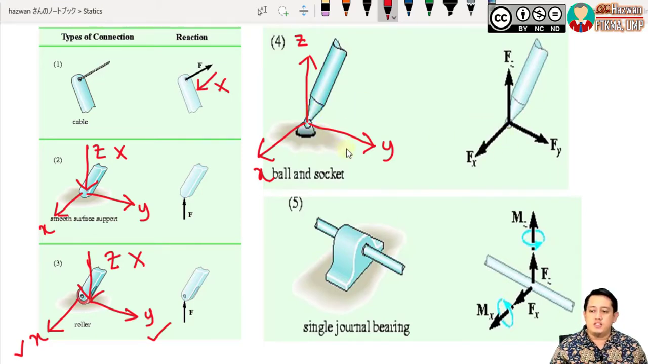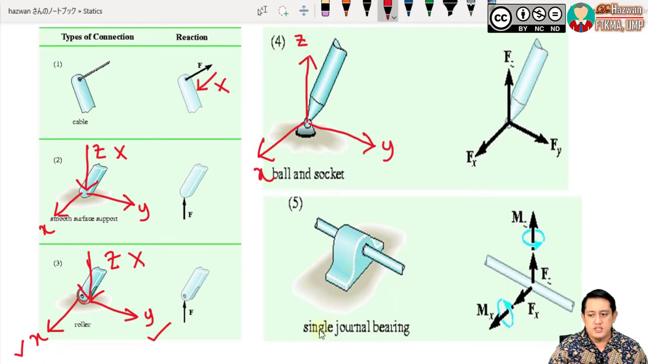What about the Y direction? Y points like this, so the rotation is supposed to be like this. Can we rotate like this or not? For the ball and socket, yes, we can. So we don't have any reaction moment in the Y direction. What about Z? Z is like this, so we rotate like this. Still we can, because this is a ball and socket. So we don't have any reaction moment. That's it, very simple.